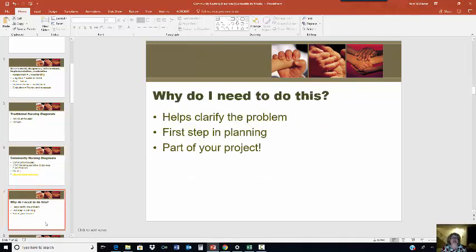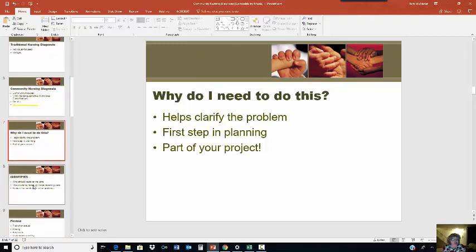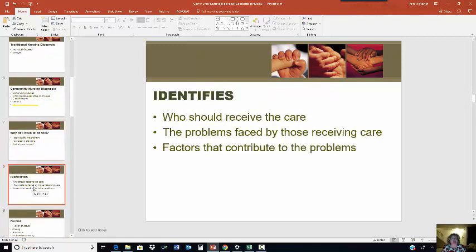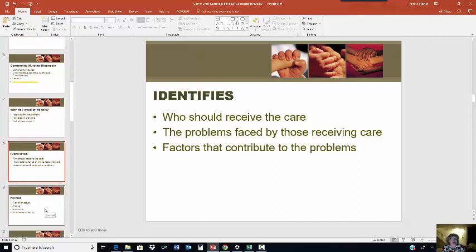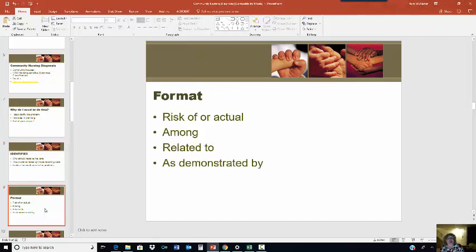So why do I need to do this? Well, you need to do this now because this is part of your assignment. But we do this as community nurses because we need to clarify what the problem is, and we can't start helping until we know what the problem is. This is going to identify who should receive care, the problems that are being faced by those receiving care, and the things that are contributing to the problems.